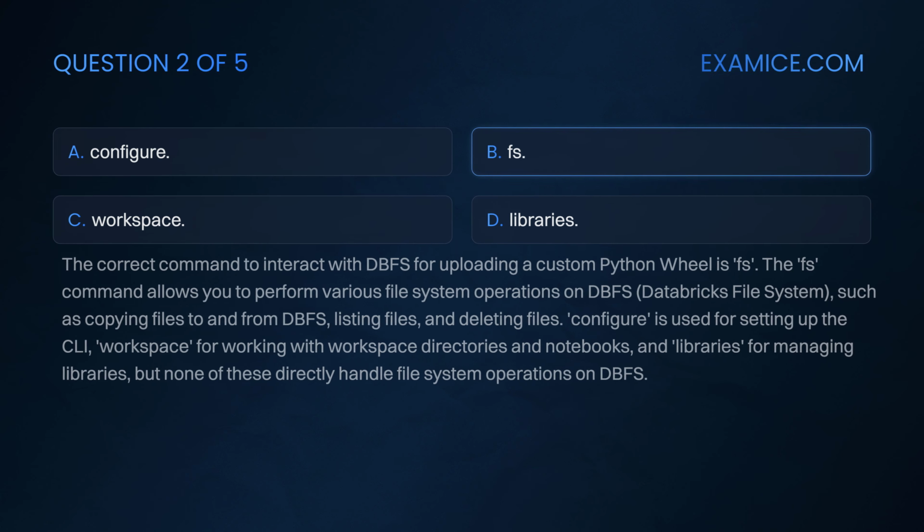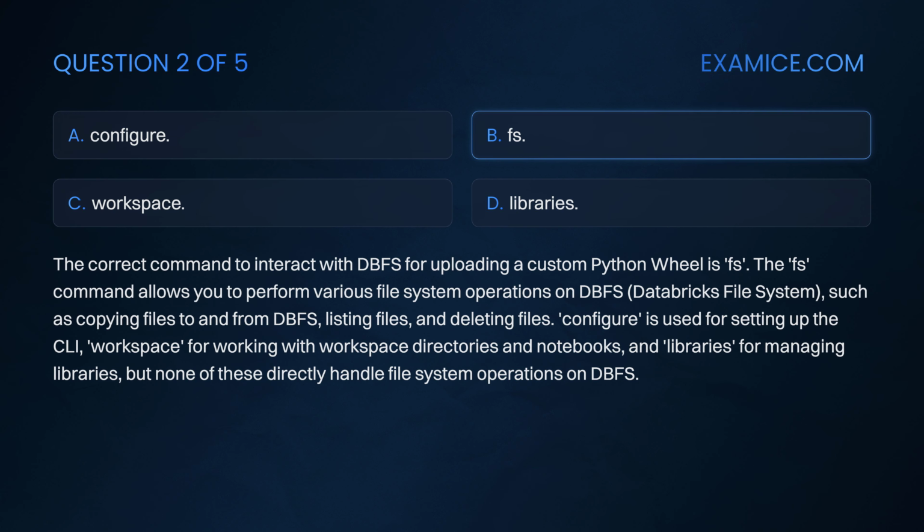The correct command to interact with DBFS for uploading a custom Python wheel is fs. The fs command allows you to perform various file system operations on DBFS, such as copying files to and from DBFS, listing files, and deleting files. Configure is used for setting up the CLI, workspace for working with workspace directories and notebooks, and libraries for managing libraries, but none of these directly handle file system operations on DBFS.